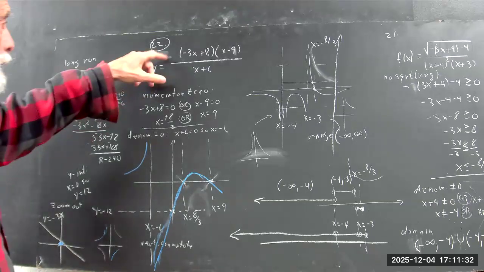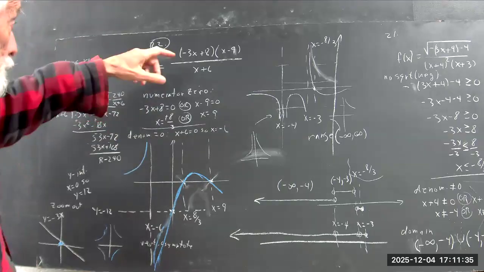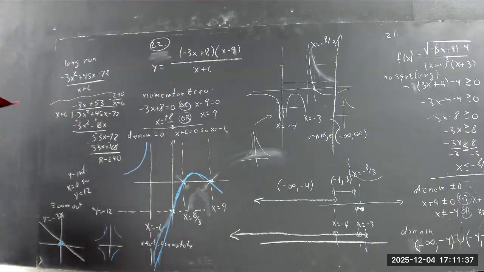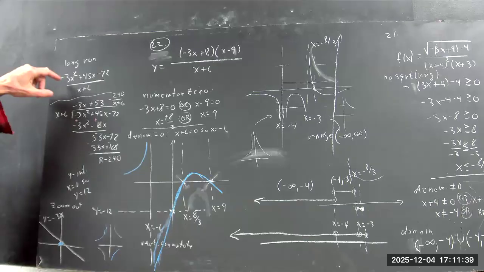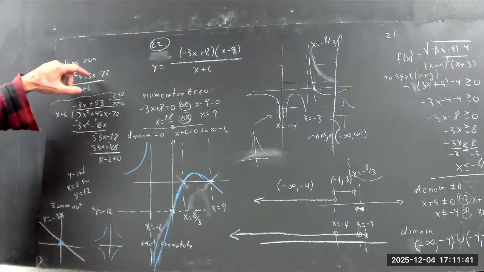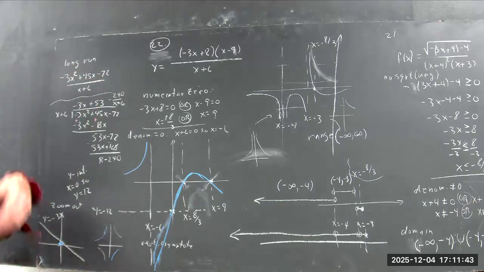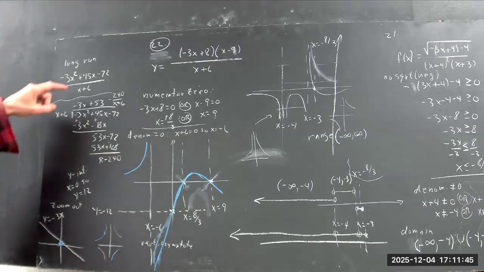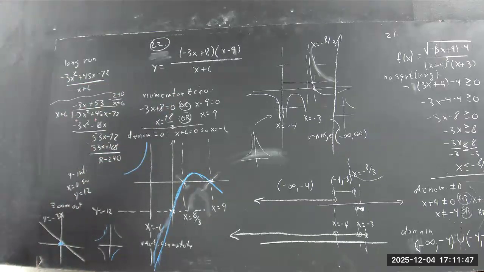Well, if we use the distributive law to multiply the two factors of the numerator, we get negative 3x squared plus 45x minus 72, assuming I did it right, over x plus 6. Long run behavior.